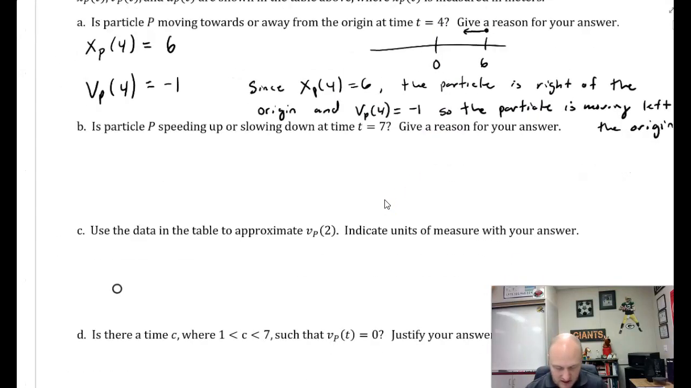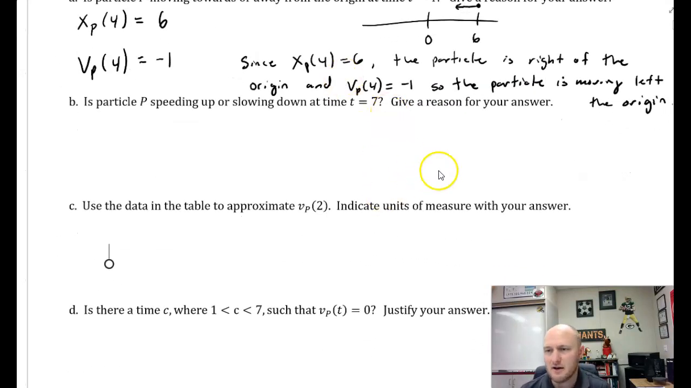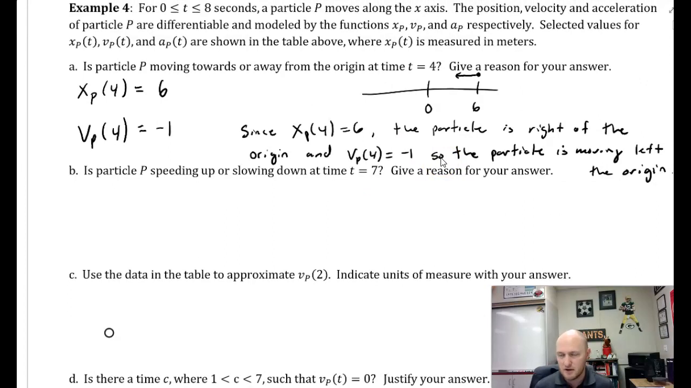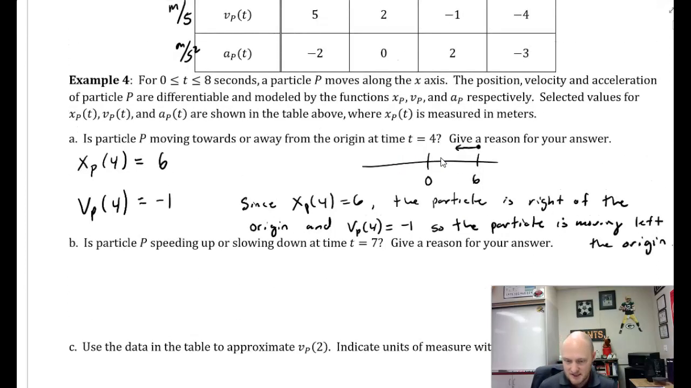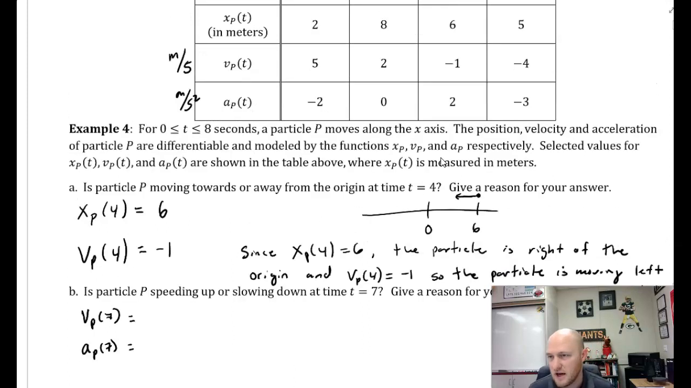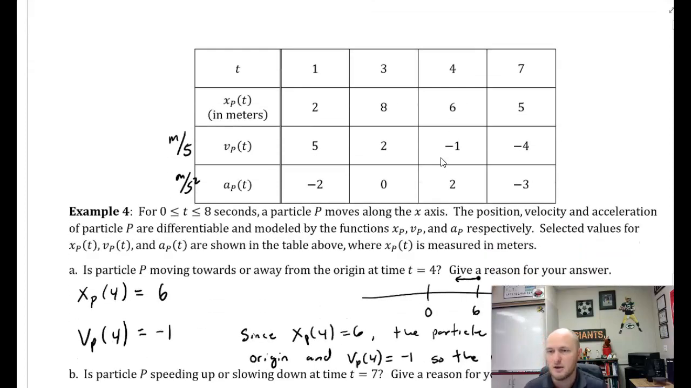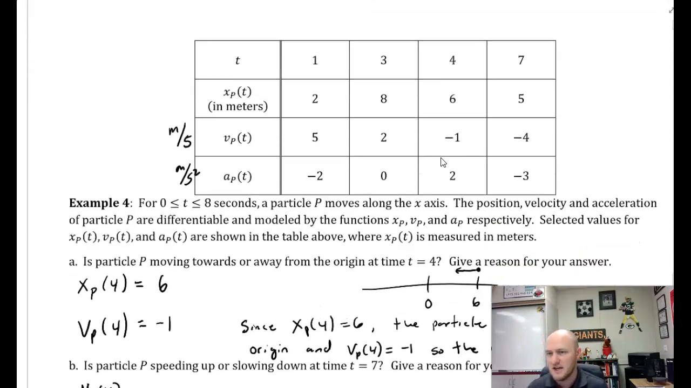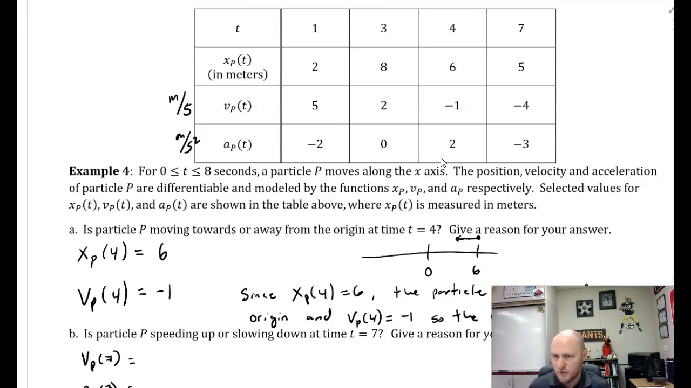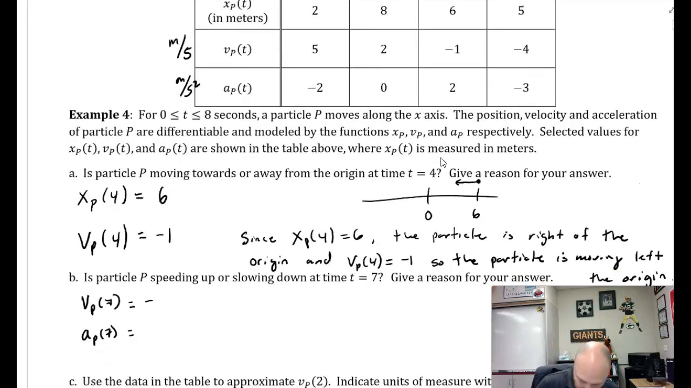Is particle P speeding up or slowing down at time t equals 7? Well, we kind of already talked about this in the last example. I need to know what is the velocity at 7 and then what is the acceleration at 7. And if those signs are the same, it's speeding up. If they're opposite, then it's slowing down. So let's look at velocity and acceleration, and both of those are negative. We have -4 and -3.